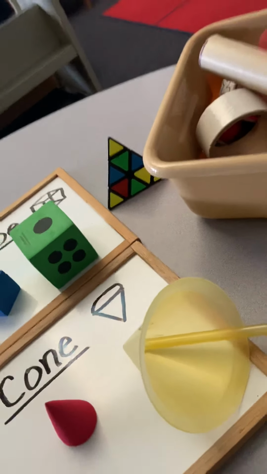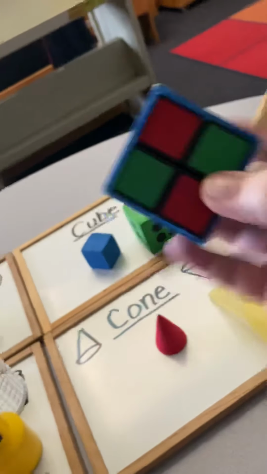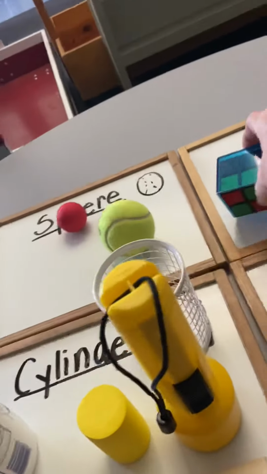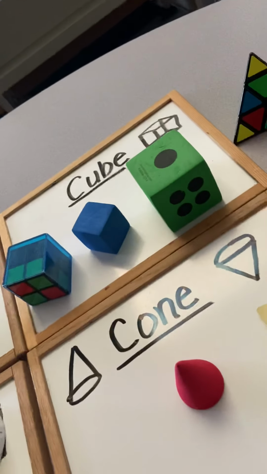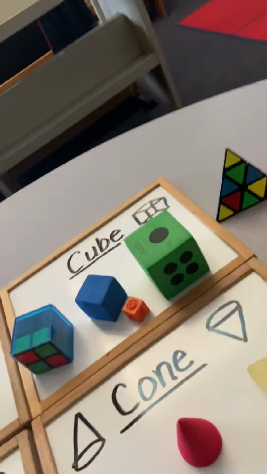Oh, here's the Rubik's Cube. Here's the Rubik's Cube like this. And it's in a container. I'm not going to take it out. So that's cube, right? I got to go a little bit faster, you guys. Sorry about that. These are our Unifix cubes. The name gives it away, doesn't it?